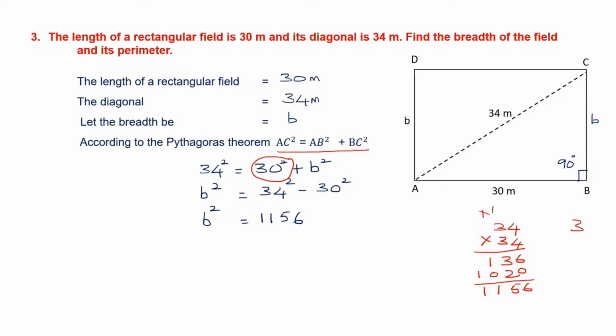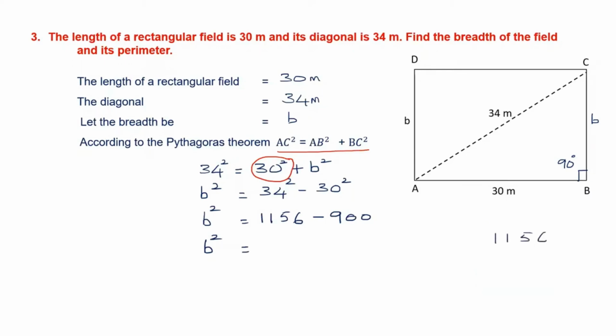30 squared means 30 into 30. 3 threes are 9, add the 2 zeros, so that's 900. So minus 900 here. To find B squared, we just have to subtract these two numbers and then find the square root of that. First let's subtract 1156 minus 900. 6, 5, 11 minus 9 is 2. So B squared is 256, and we need the square root of 256.